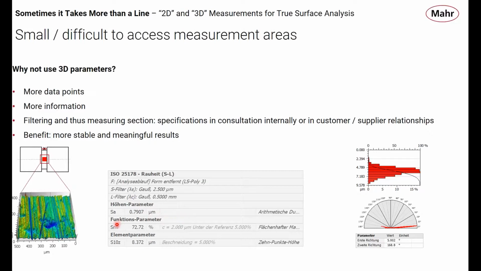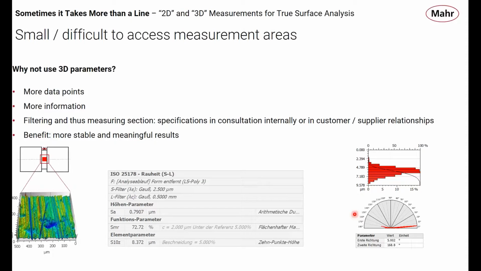But also the SMR, which is again the equivalent of RMR from the Abbott Firestone curve, and the 10-point height here. Also giving some directionality, again, more data that you're not necessarily going to get out of a stylus trace. Directionality in particular is going to be important on a surface like this, where you really want to make sure that you do have the correct directionality, right?